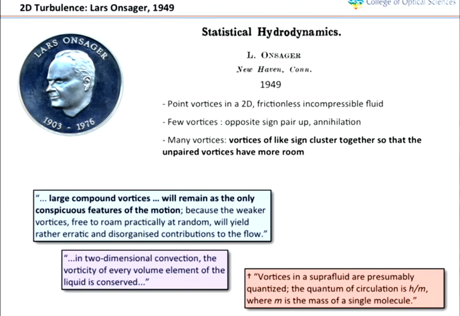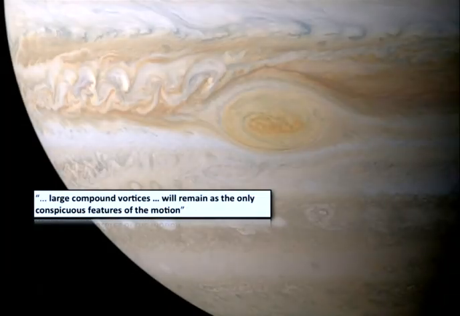Okay, let's think for a moment about one of the quotes from this paper, large compound vortices remaining as the only conspicuous features of the motion, and think about where this might show up in physics. One conspicuous feature of the motion that's a large compound vortex can be seen as the Great Red Spot on Jupiter's surface, and there have been numerous studies linking this to features of two-dimensional fluid flow and even two-dimensional turbulence. Jupiter is not a very good approximation to a two-dimensional fluid, but the atmosphere on Jupiter is very thin compared to its dimensions, and two-dimensional fluid dynamics does a pretty good job describing the flow.